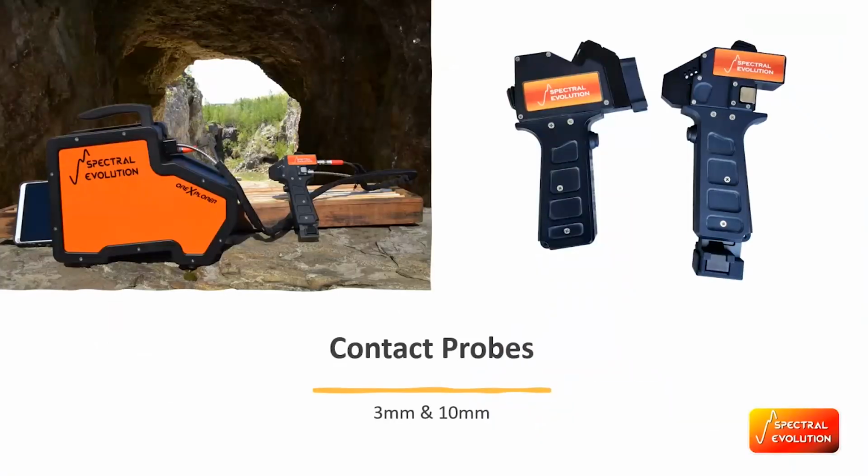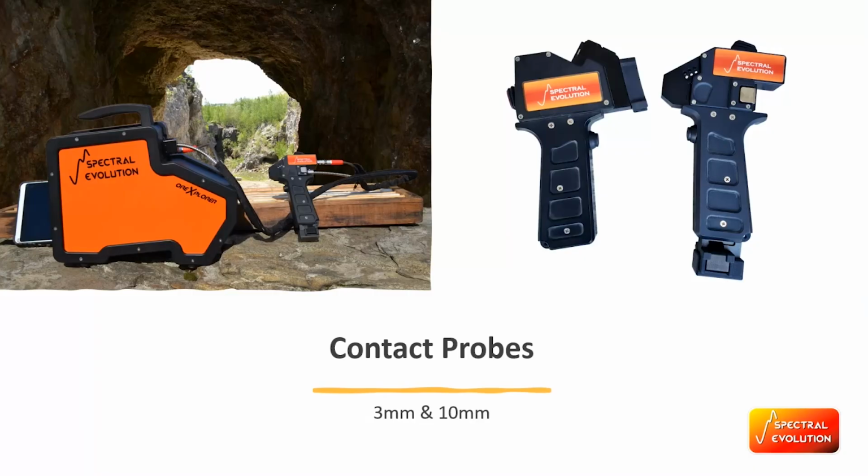We also have two different versions of our contact probe. We have a 10 millimeter, which is on the top left, and then a 3 millimeter spot size mini probe on the top right. And that little clip on the bottom of the top right, that's a white plate for taking reference measurements. So it's very convenient to just clip it onto the bottom.